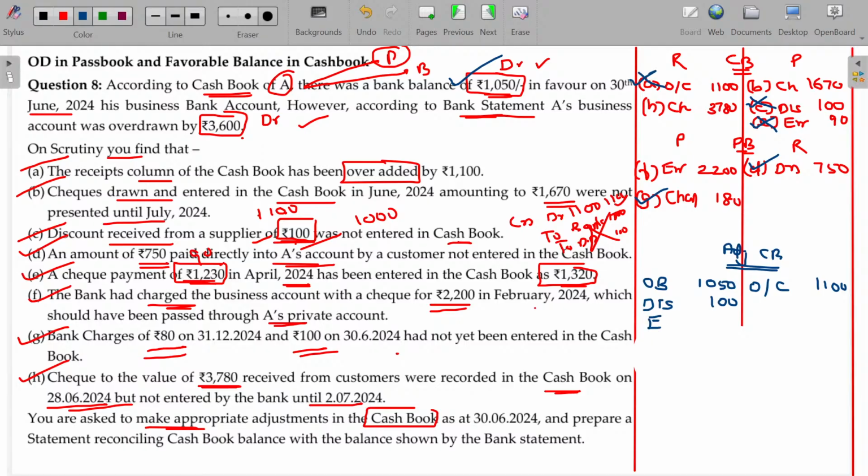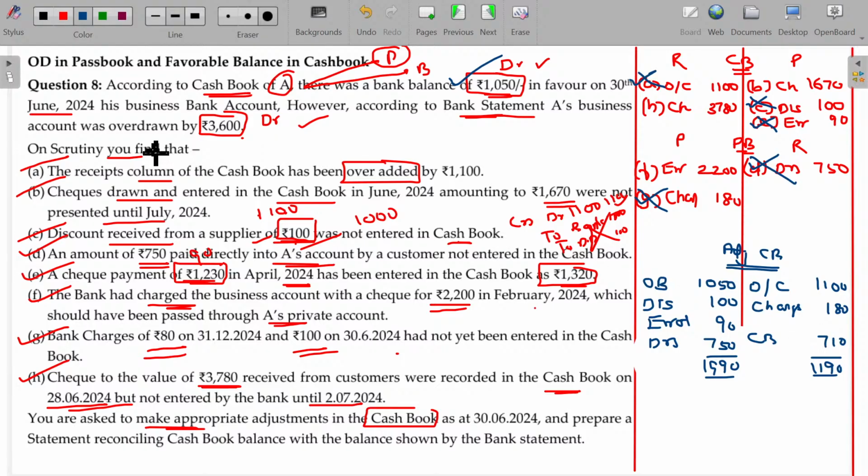So here, error rectified 90. And apart from that, debtors' direct payment will be posted in the receipt side of the adjusted cash book, 750. And bank charges are expenses and should be posted on the payment side. So charges here, this value being 180. By telling this, you will now get the closing balance. Come on, what's the value? 1990. Closing balance being 710.